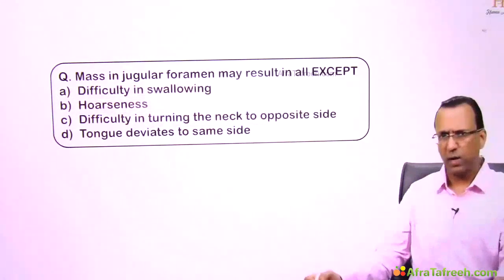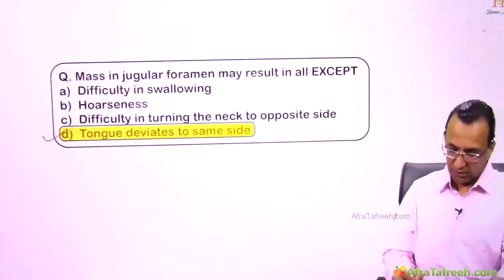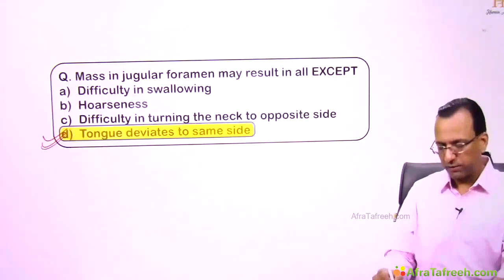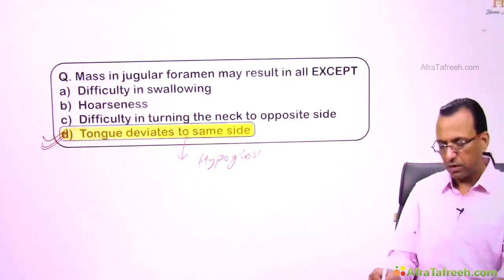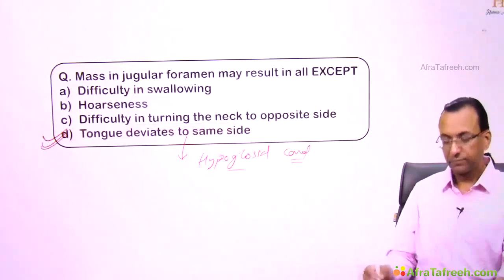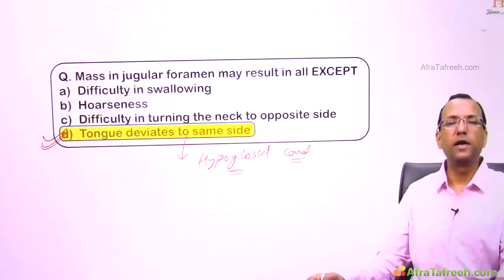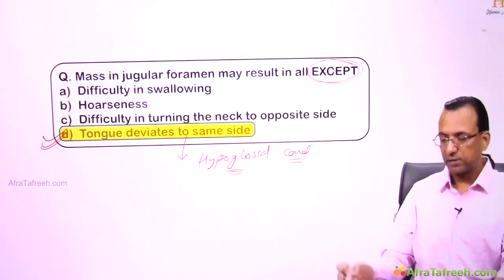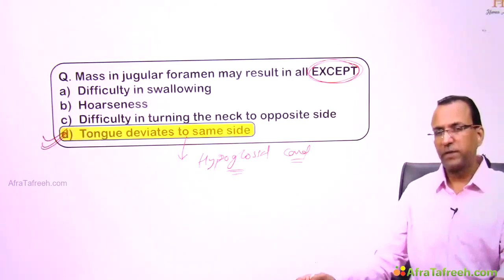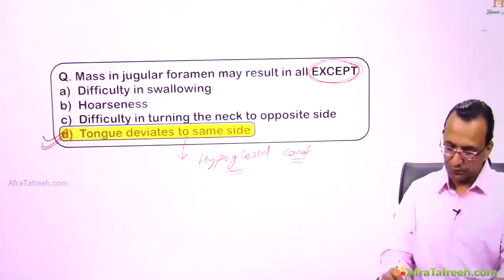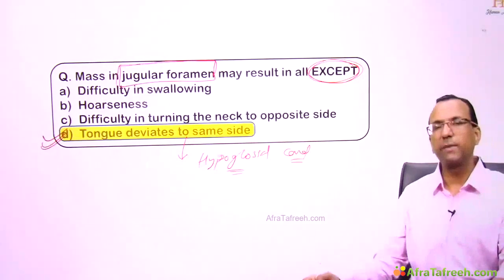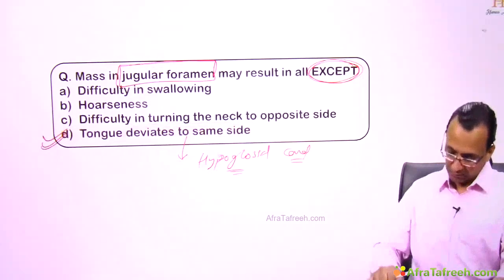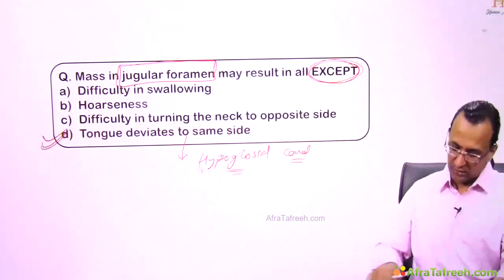Problem is here. Why? Because this is the problem of 12th nerve. So 12th nerve is hypoglossal nerve in the hypoglossal canal. It is not in the jugular foramen. That's why this is the answer. This is the exception. So you're telling this is the exception because it will not be in the jugular foramen? No. This is 12th nerve, hypoglossal nerve in the hypoglossal canal and not in the jugular foramen. So this is the answer.